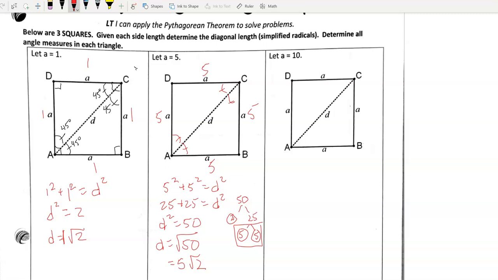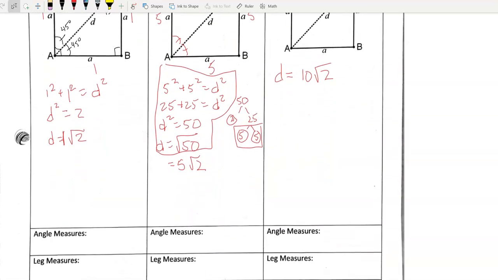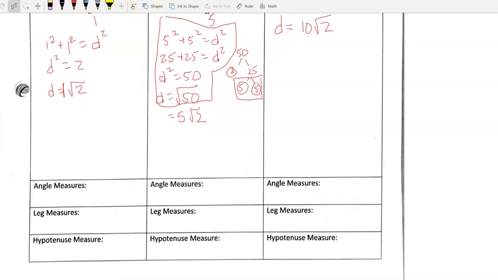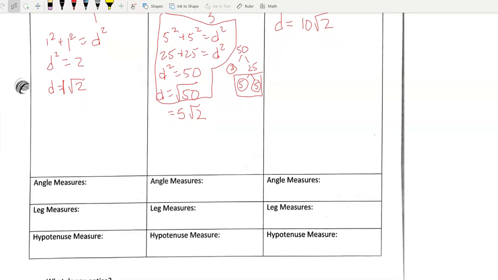So as mathematicians, we like to look at patterns, and if we were to guess for this one, D over here is going to end up being 10 root 2. So we could go through this process again with a side length of 10, and then do a tree for our value of D, and we're going to end up with 10 root 2. So let's finish filling out this table before we look at the patterns for the sides.